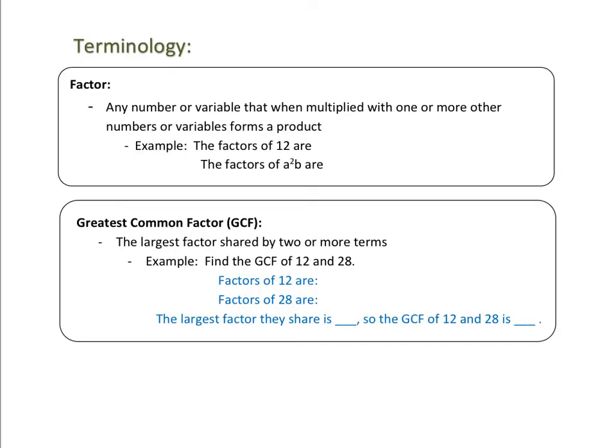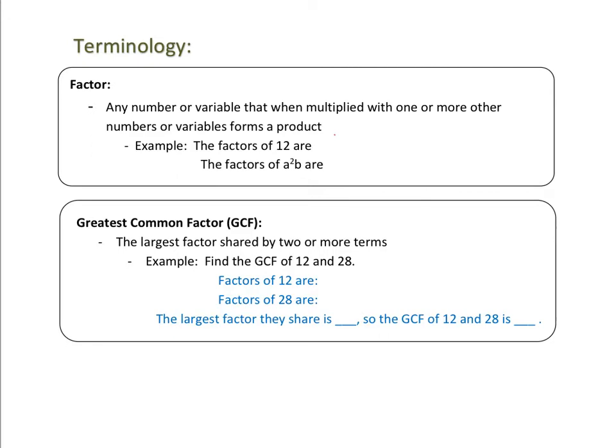First, let's look at some terminology that you need to understand for this topic. A factor is any number or variable that, when multiplied with one or more other numbers or variables, forms a product. So if we are looking for the factors of 12, we want to know all the numbers that can be multiplied to get to 12. Or you can think of it as what numbers 12 is divisible by?